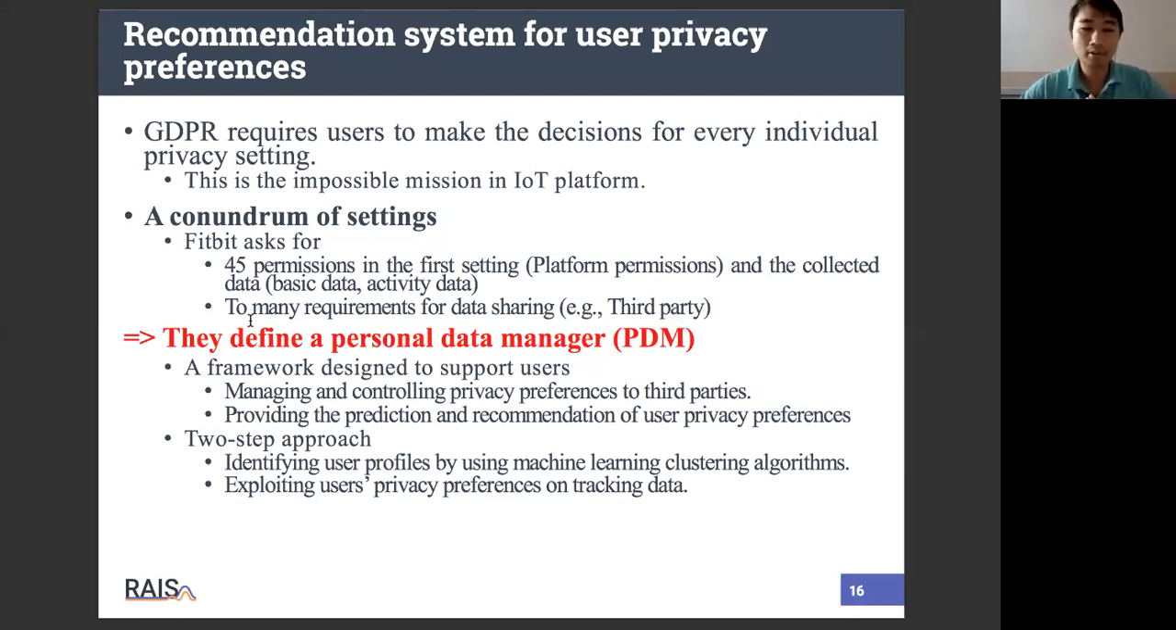And in this paper, they try to address this problem. They will show a simple way for the user to get recommendations in the setting process in an easy way. First, they try to define groups of users who have the same behavior and the same privacy preference. And after that, in the next phase, maybe in the test phase, they will apply the knowledge from the training phase to the new user who has the same behavior.